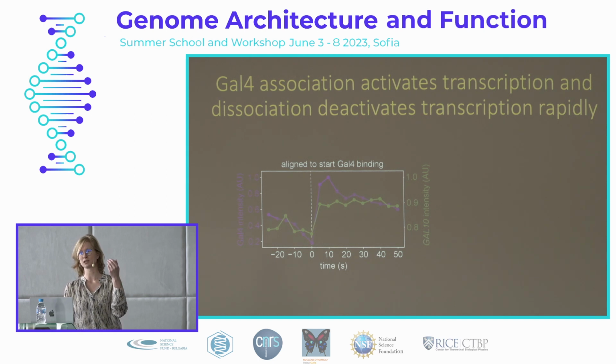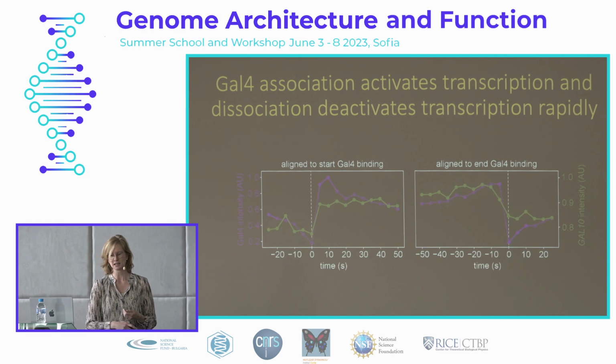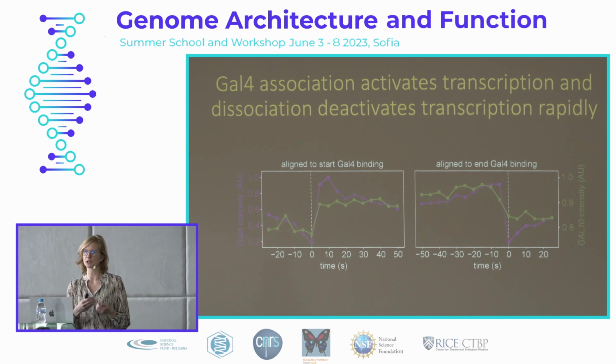What happens if we align to the end of transcription factor binding, so when the GAL4 dissociates? Then we see that this is rapidly followed by a decrease in transcription. And so this suggests that GAL4 needs to be continuously present at this locus to keep transcription going, because when it leaves, it also deactivates transcription.